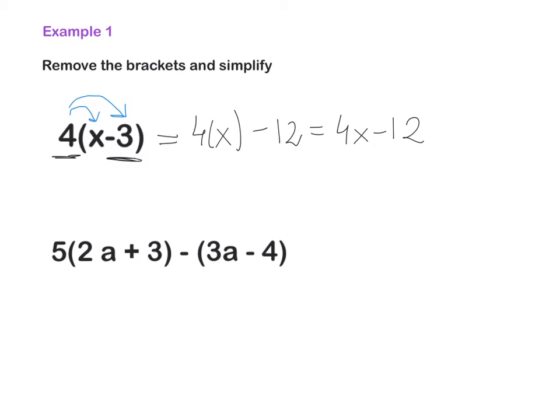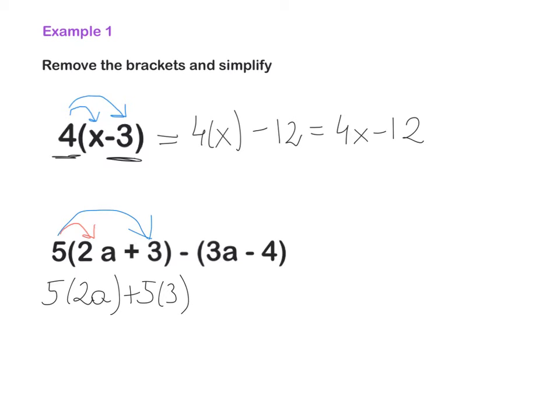The next one, so we have two brackets in here. Look at the first one. As I said, we need to multiply 5 by every single term in the bracket. So we have 5 multiplied by 2a and 5 multiplied by 3. So 5 multiplied by 2a plus 5 multiplied by 3.